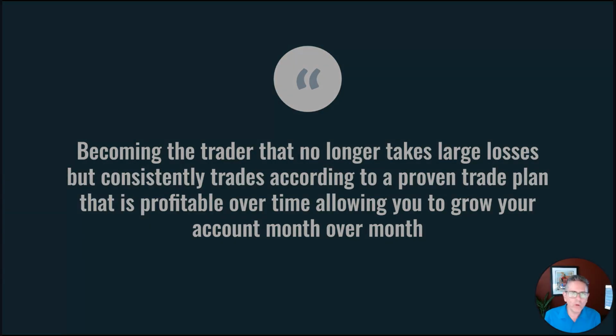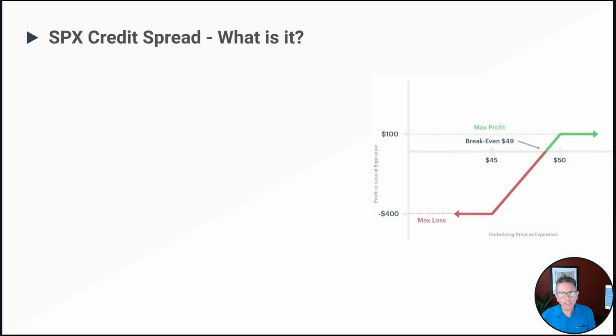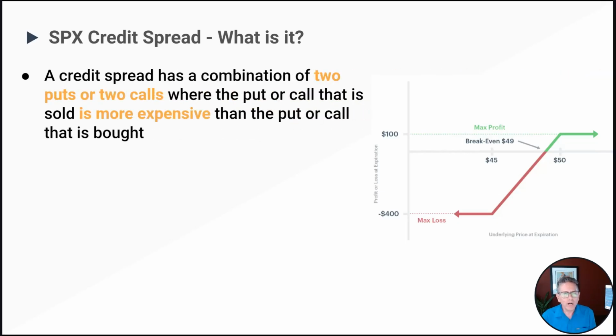All right. Before we get into the meat and potatoes, let's talk about what an SPX credit spread is. A credit spread has the combination of two puts or two calls, where the put or call that is sold is more expensive than the put or call that is bought. You can also do these at the same time, and that would be an iron condor. This particular example is a vertical.